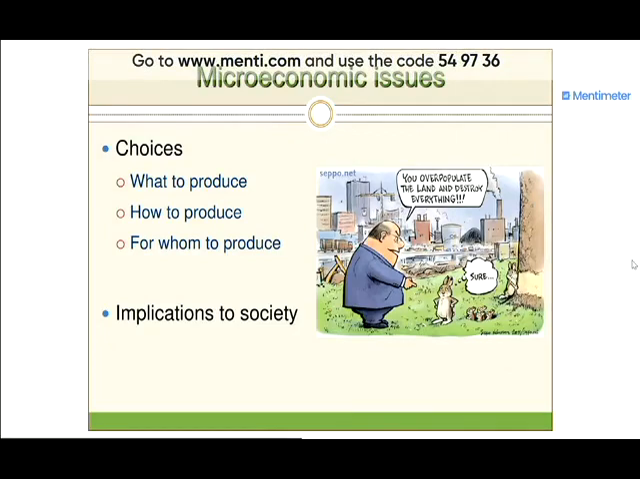Now, what are the microeconomic issues? Microeconomic issues deal with the individual level, market level, industry level or sector level. They deal with choices in terms of production and technologies of producing, so what to produce, how to produce, and for whom to produce these things, yeah? But these choices also have implications.